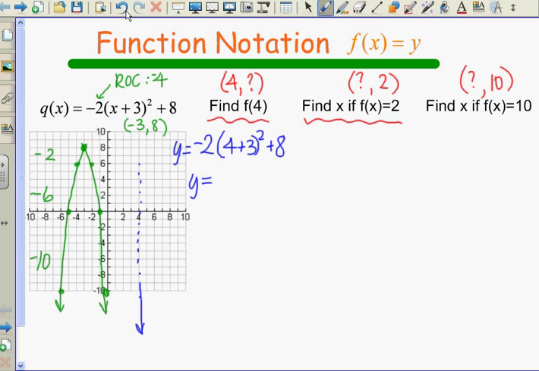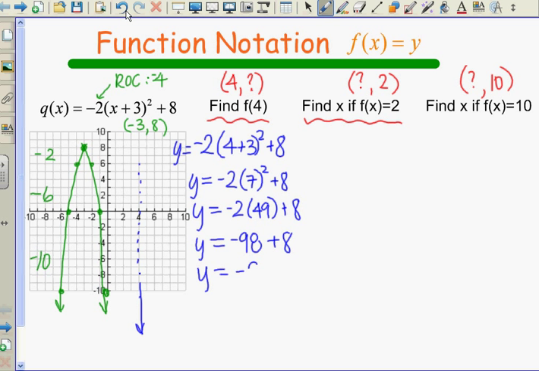So if we did that, we'd have 7 plus 8, then square that, so 49, double that, -98, and then plus 8 would put us at -90. So we know that the rest of that ordered pair that started with 4 would be -90, and hopefully you haven't forgotten that is f of 4 equals -90, right? And that makes sense. We know that we're way down there on our graph when we finally get out to 4.